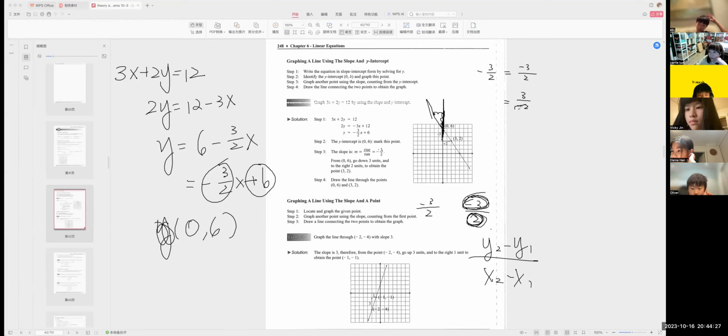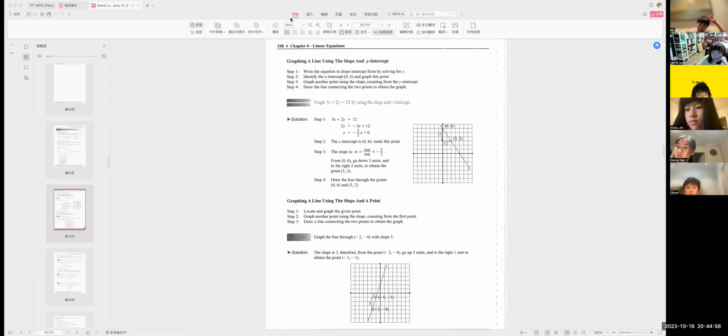So when the bottom denominator is negative, everybody, that means you're moving the dot from right to left. If the denominator is positive, you're moving the dot from left to right. If the numerator is negative, you're moving down. And if the numerator is positive, you're moving up. Understand, everybody?